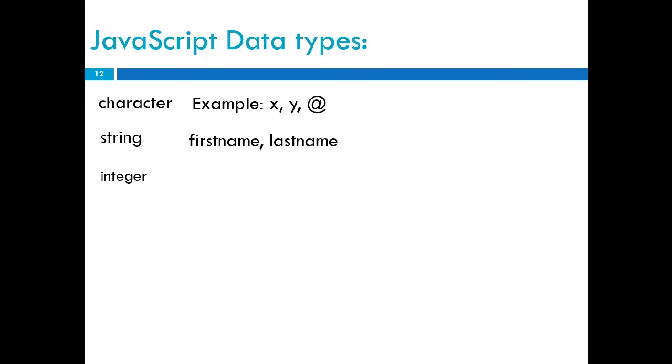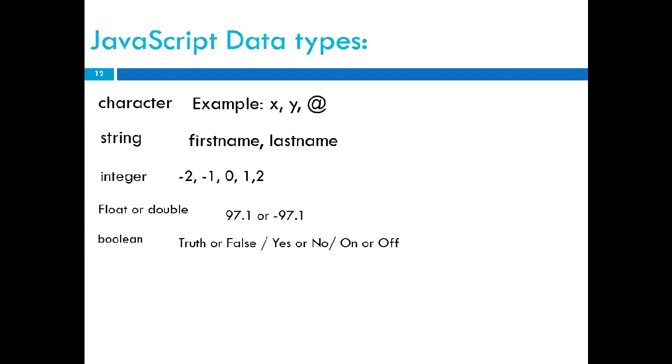Next is an integer. It refers to a whole number, whether it is a negative or positive number. Next, we have float or double. It refers to a negative or positive number with the decimal point. Next is boolean. It refers to the truth values. This can either be true or false, yes or no, on or off. Next are objects. These are items that exist in the browser or editor.